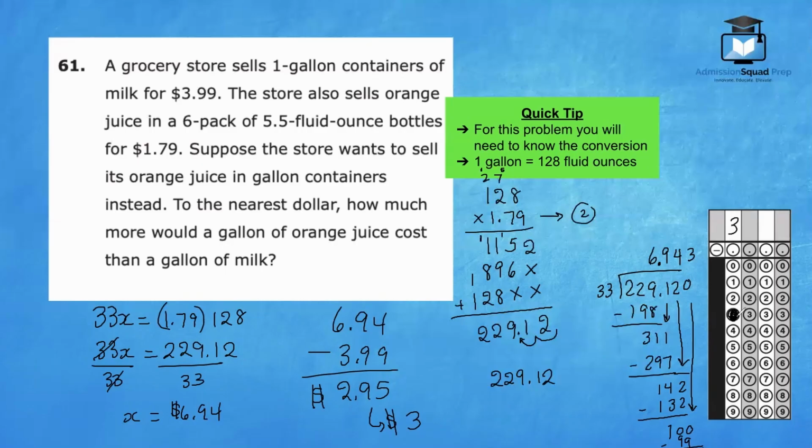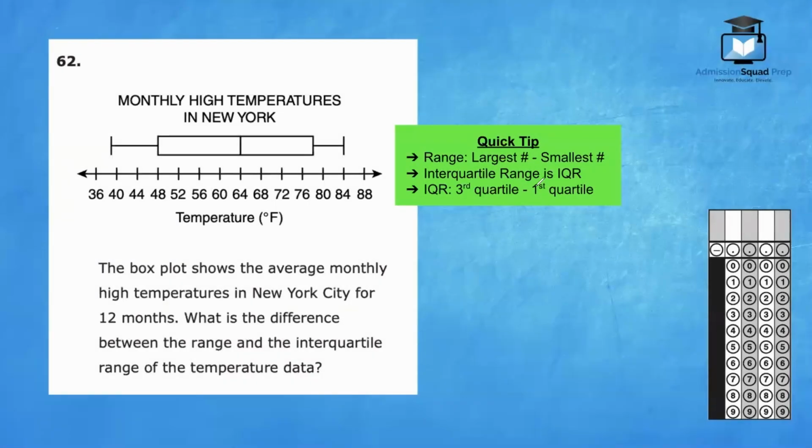Number 62, monthly high temperatures in New York, and we have a box and whisker plot here. The box plot shows the average monthly high temperatures in New York City for 12 months. What is the difference between the range and the interquartile range of the temperature data? To calculate the range, we will take the biggest number, which is 84, right? So the range is 84 minus the smallest number, which is approximately, let's say 39.